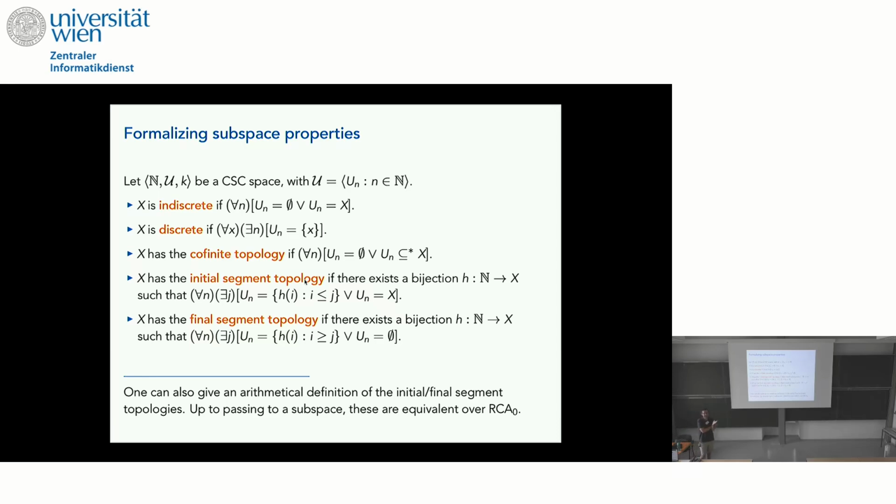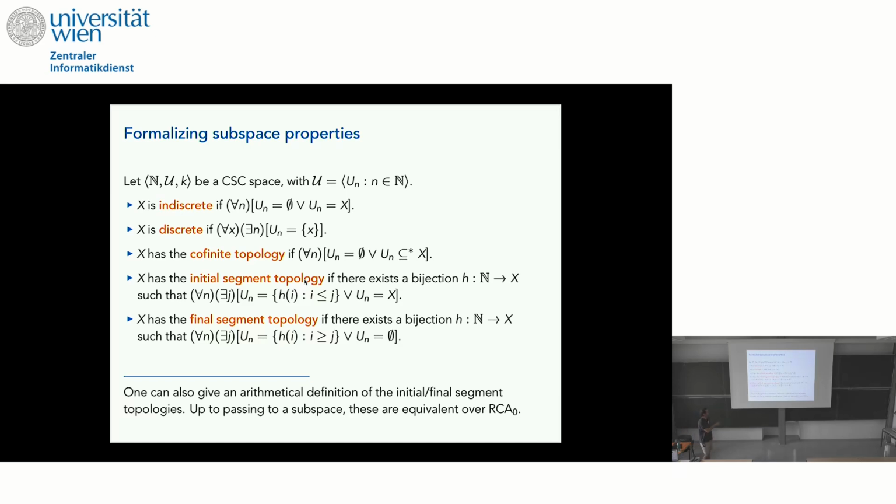There's a way to arithmetically define what it means to have the initial segment topology. We don't need to use it because this is more convenient, and since we're only interested in these things for subspaces, right? We're trying to build subspaces with certain properties. It turns out that if you have something satisfying the arithmetical definition, say, of the initial segment topology, you can, in RCA0, prove that it has a subspace with this property. Right? Similarly for the final segment topology.